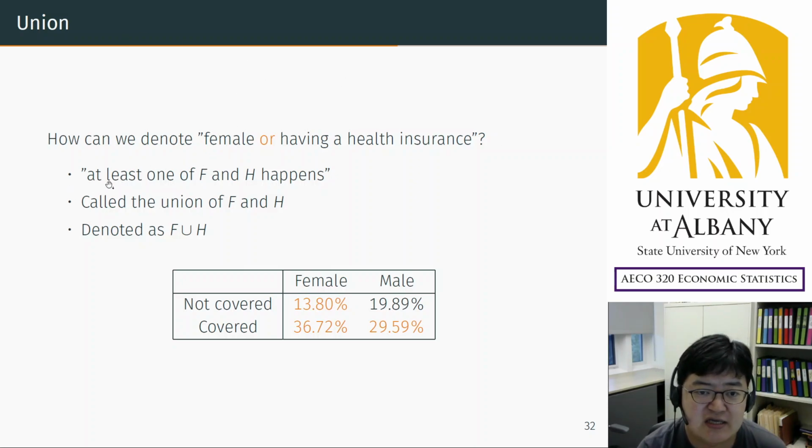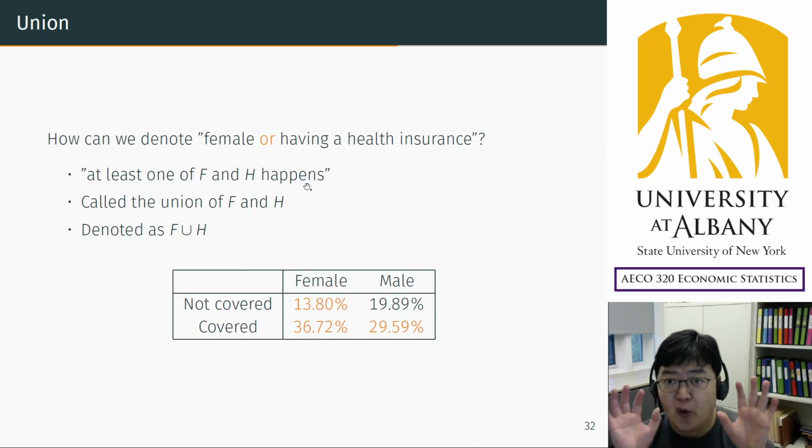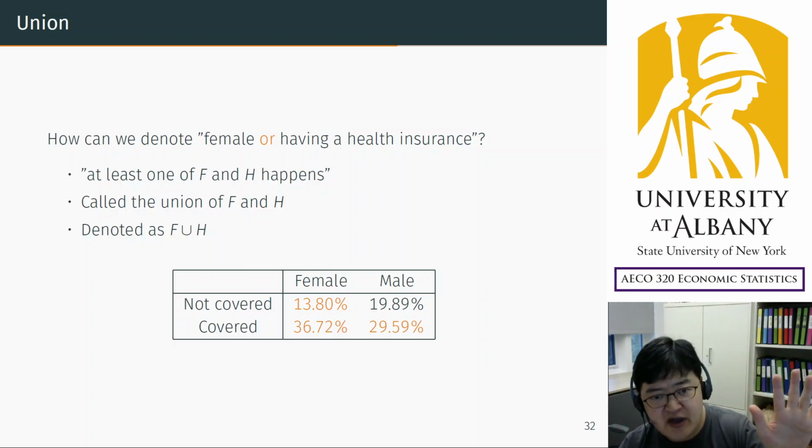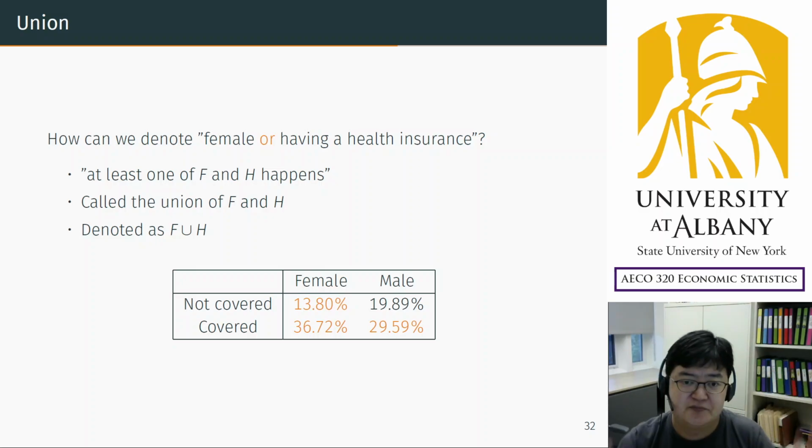So you can put it as at least one of them happens. So that's the meaning of or, right? At least one of them happens. Both can happen, but they don't need to. One happens, or the other happens, or both.